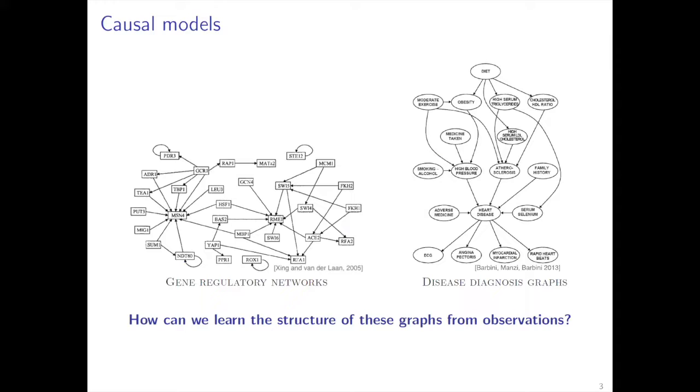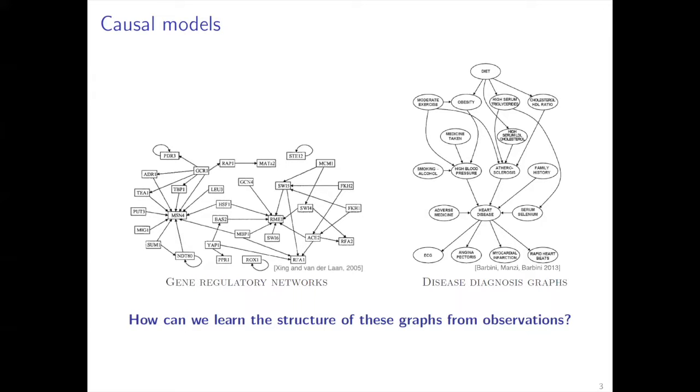All right, so today I will tell you about causal models. And so what are these? Imagine that you have some observed random variables. In this example, we have a disease diagnosis graph where we have some diseases, some symptoms, also behavioral or environmental factors, and you try to say what causes what. So what behavior causes what disease causes what symptom, and so on.